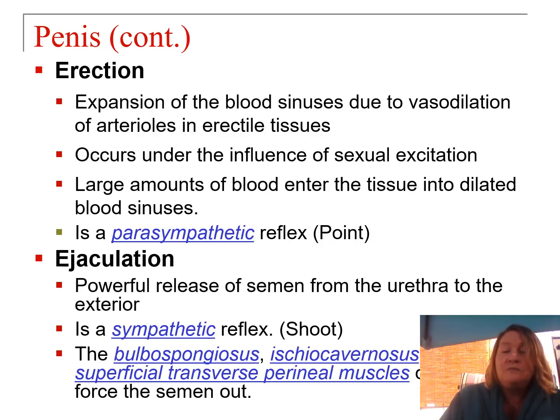There are several pelvic floor muscles that act to really force the semen out. That's the bulbospongiosus, the ischiocavernosus, superficial transverse perineal muscles, etc. Just know the muscles help force the semen out.